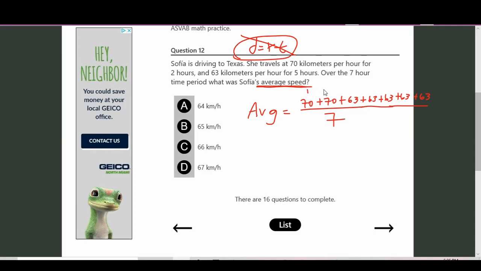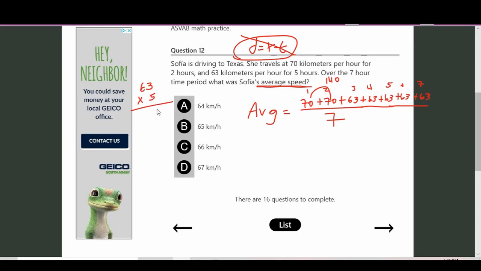For hours 1 and 2, she drove at 70 miles per hour. For hours 3, 4, 5, 6, and 7, she drove at 63 kilometers per hour. We divide that total over how many hours, and that will help us find the average. 70 plus 70 is 140. Again, 7 plus 7 is 14, therefore 70 plus 70 is 140. And 63 times 5 will get us this total. So let's do that off to the side.